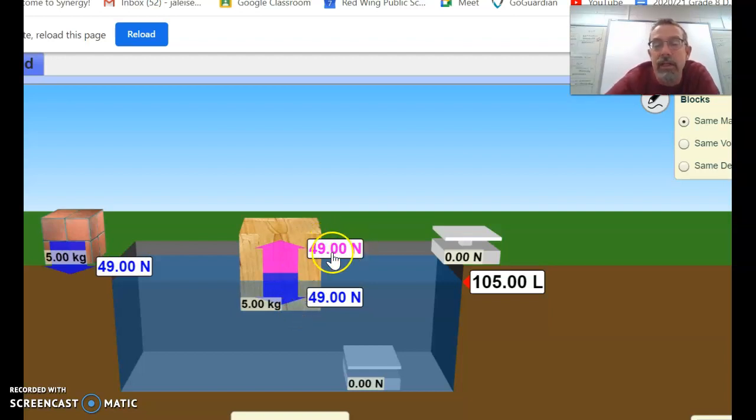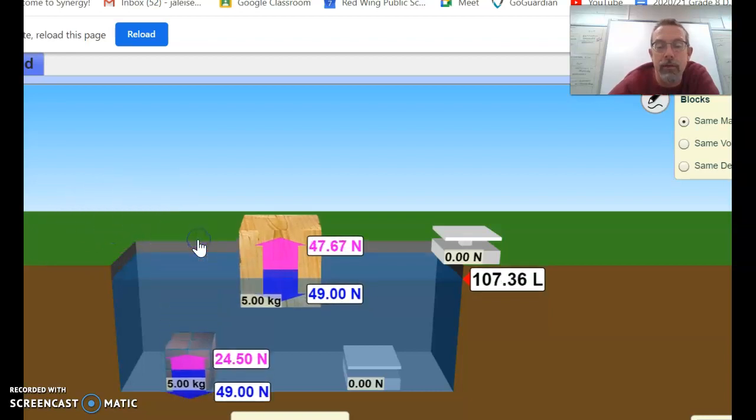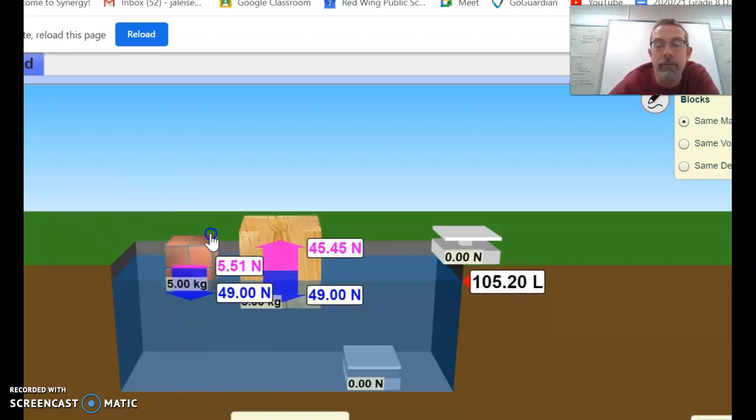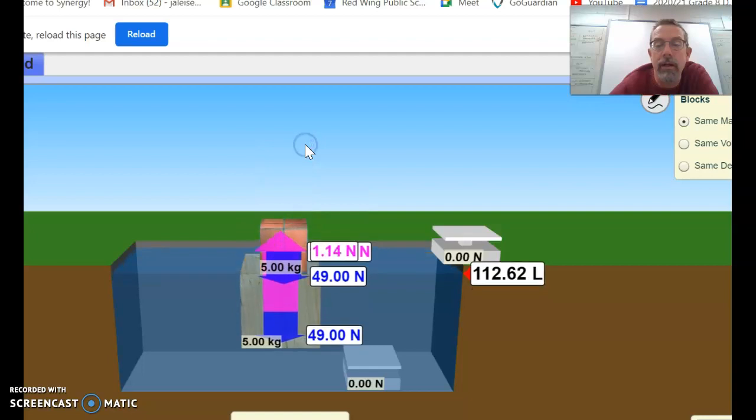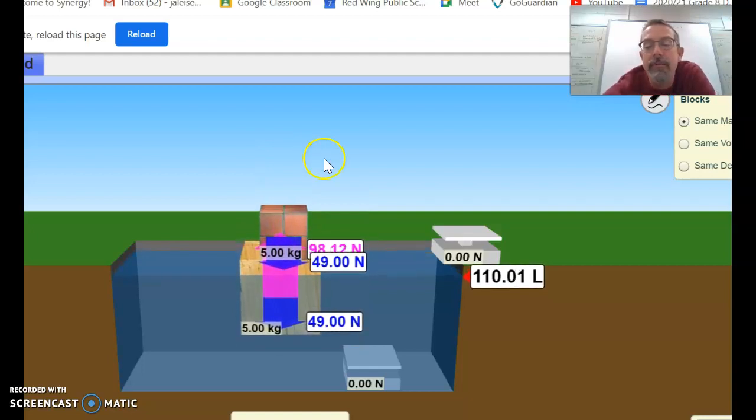Its weight would equal 49 newtons. The buoyant force equals the weight of the water displaced. And in fact, watch what happens. If I put this brick in water, it will sink. But if I put it on top of this wood block, you'll notice now that I have 49 newtons and 49 newtons. That's 98 newtons. This whole system still floats because now this amount of liquid equals 98 newtons of weight.